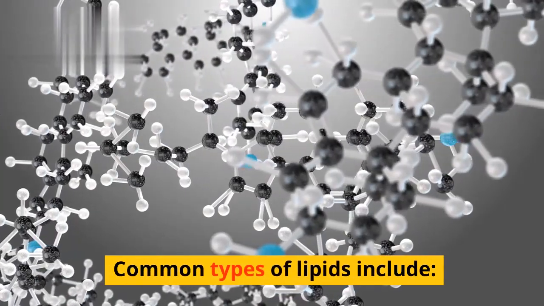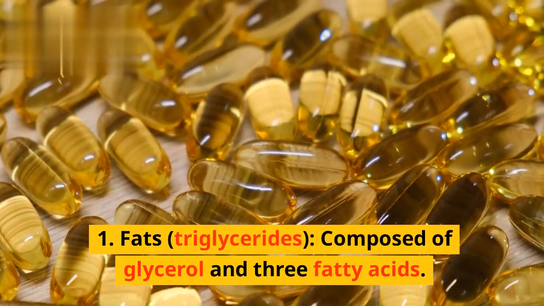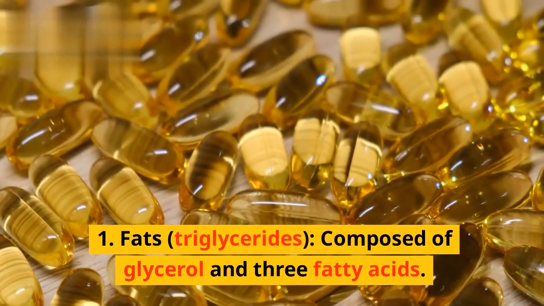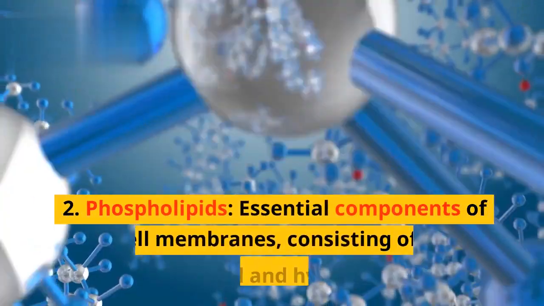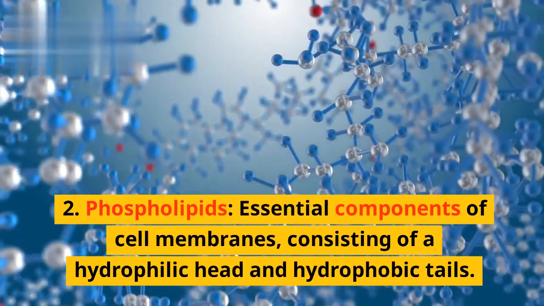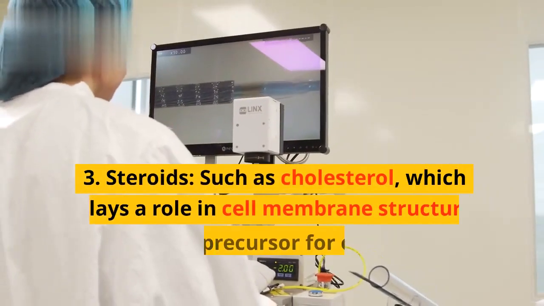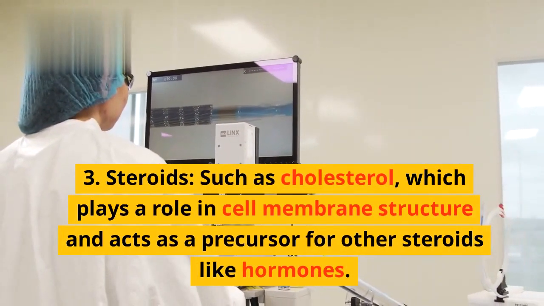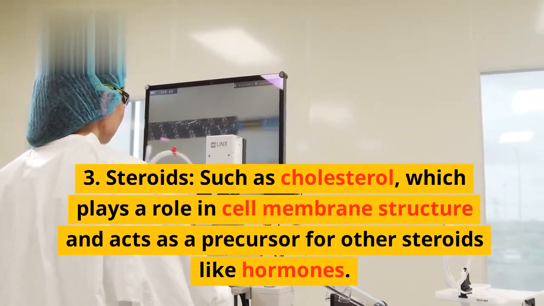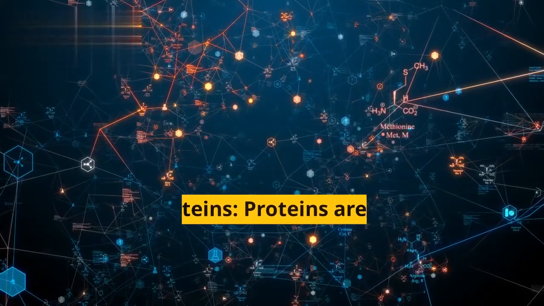Common types of lipids include: 1. Fats, triglycerides, composed of glycerol and 3 fatty acids. 2. Phospholipids, essential components of cell membranes, consisting of a hydrophilic head and hydrophobic tails. 3. Steroids, such as cholesterol, which plays a role in cell membrane structure and acts as a precursor for other steroids like hormones.